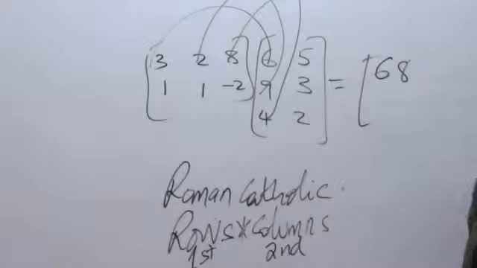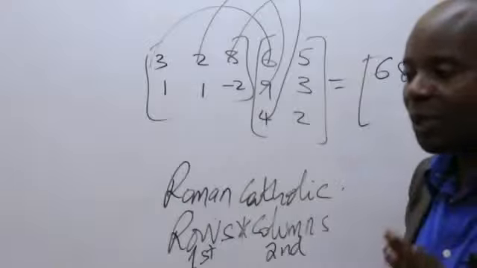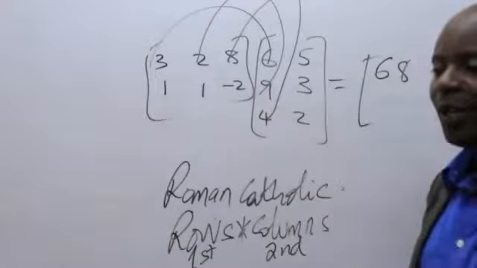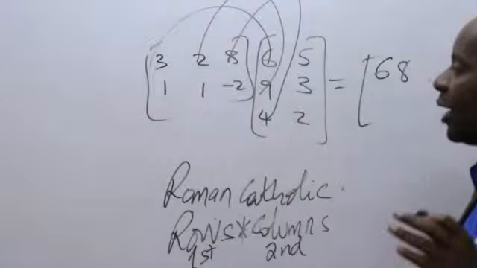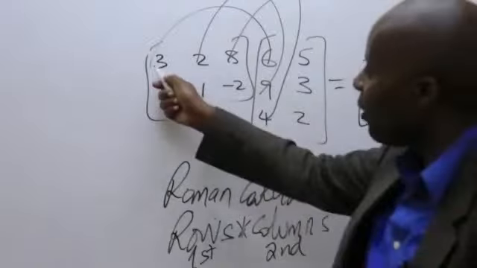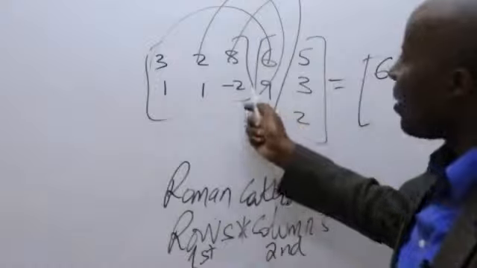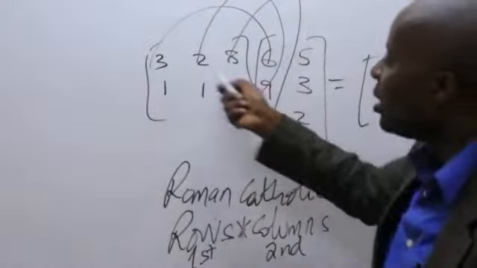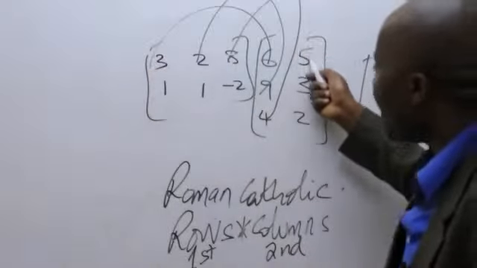Listen to me very well. Matrix multiplication is a very beautiful thing. After I have done this row with this column, the same row has to multiply the second column.